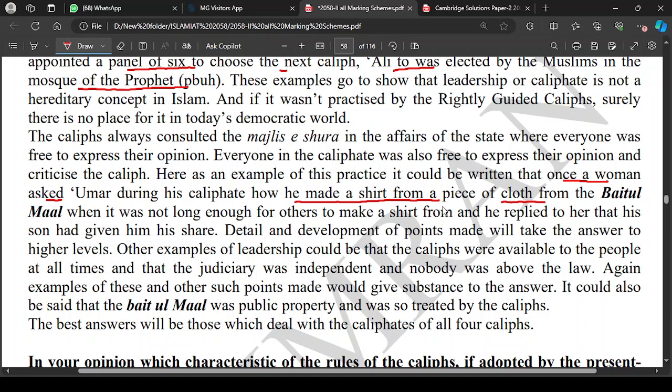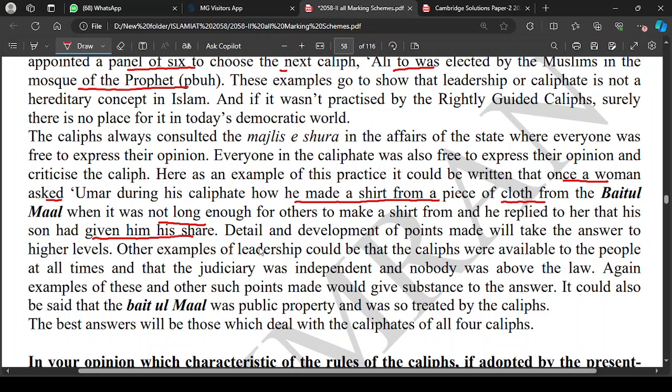Spoil of war के तौर पे आया था and that has been distributed equally amongst everyone. That was not enough to make a dress. How were you able to make your dress? It was not long enough for the others to make a shirt from, and he replied that his son had given him his share, and that is why he has made his shirt from it.